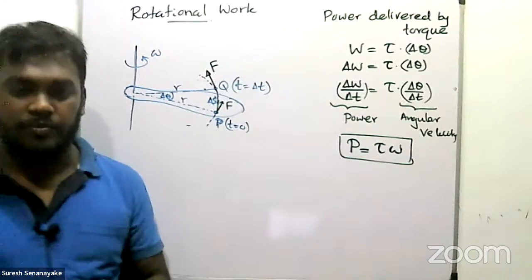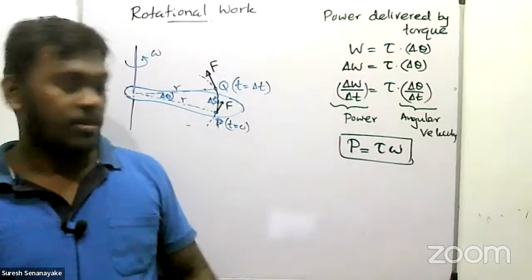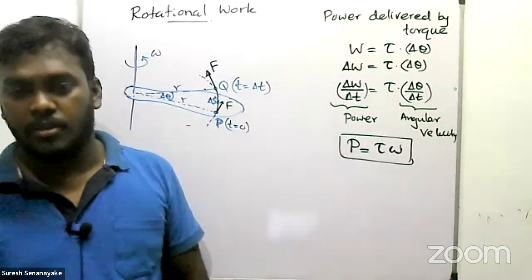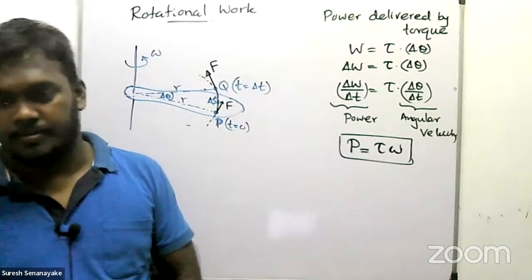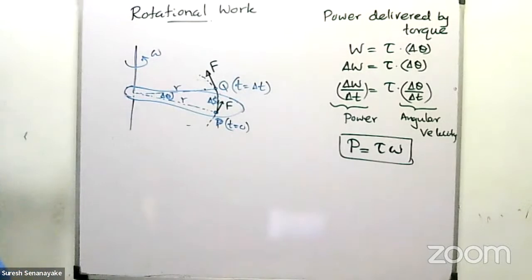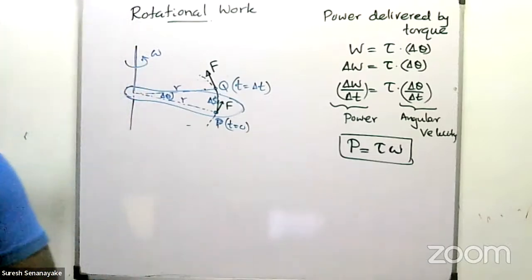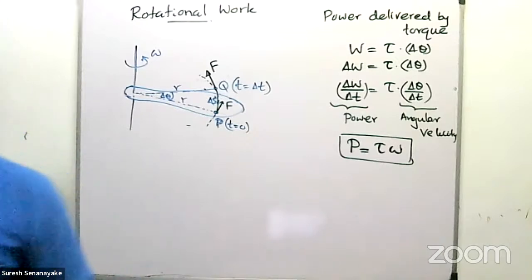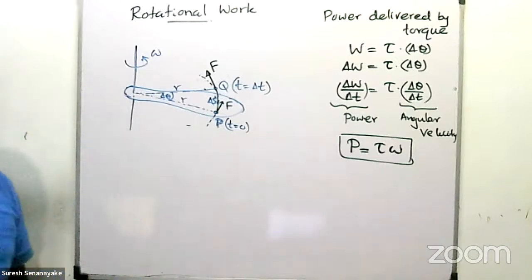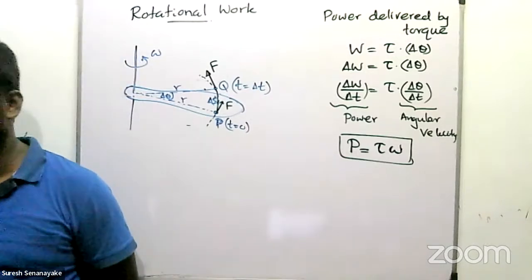In the case where the angular velocity is changing, you need to consider the average angular velocity for calculation of the mean power. According to this, by applying a torque you can change the angular momentum of a body. The external torque applied on the body should equal the rate of angular momentum change.